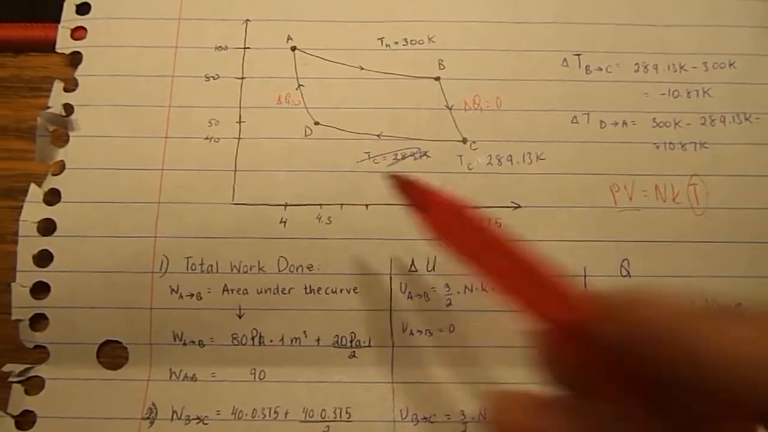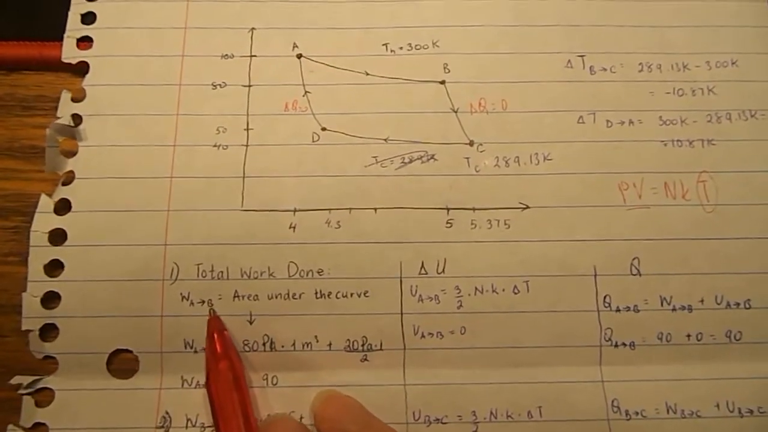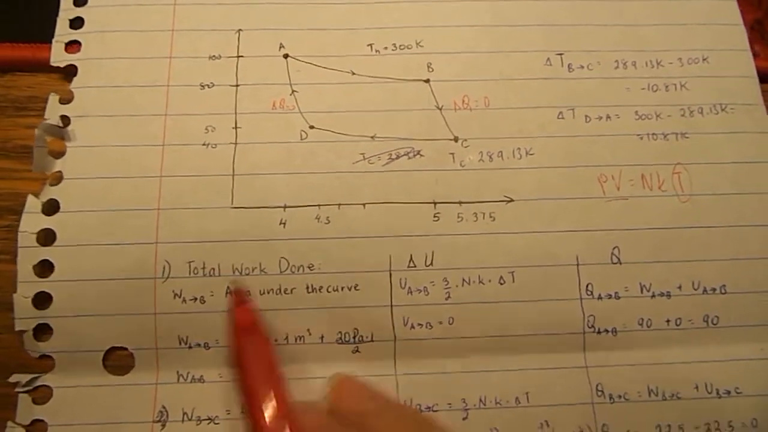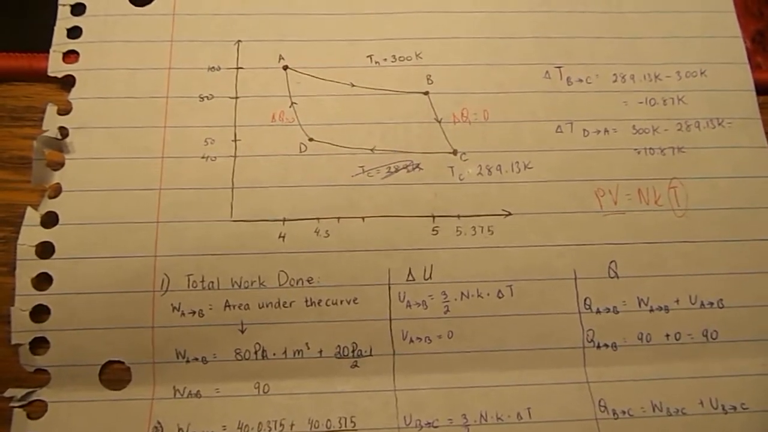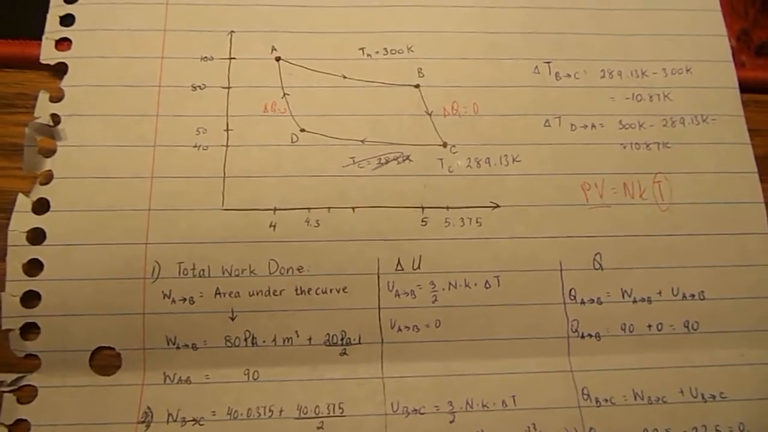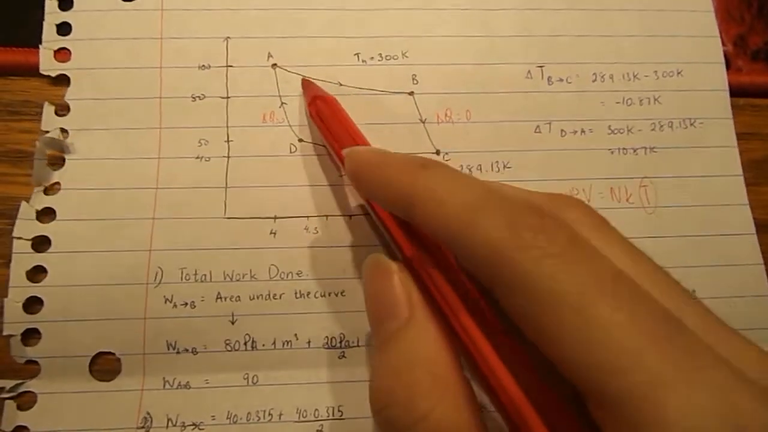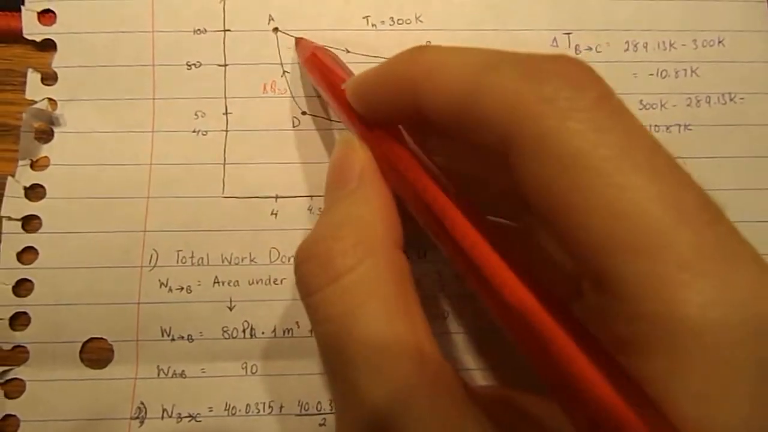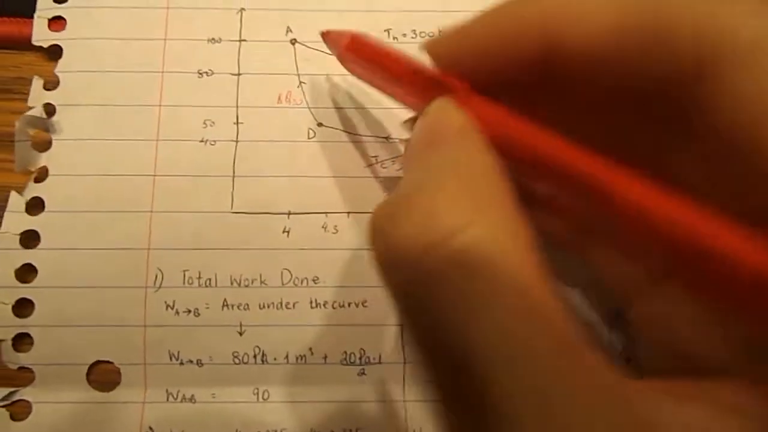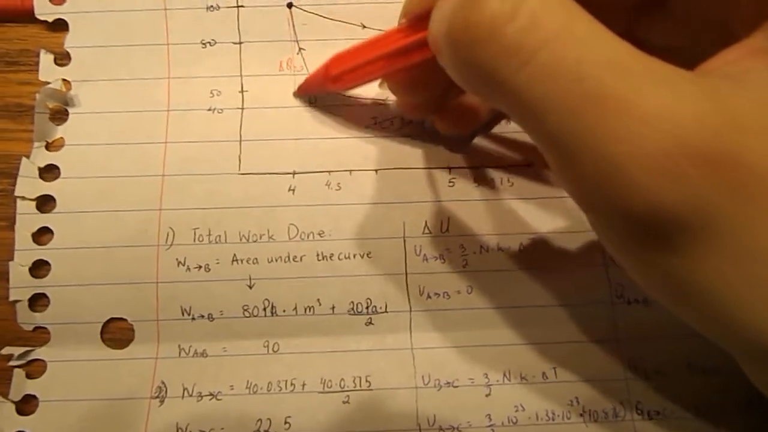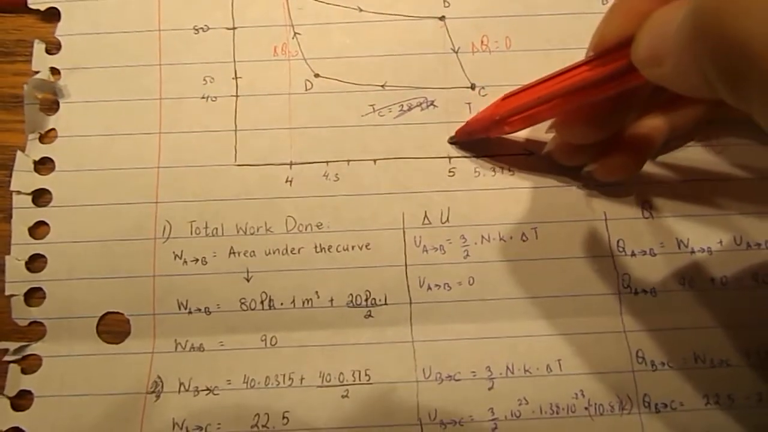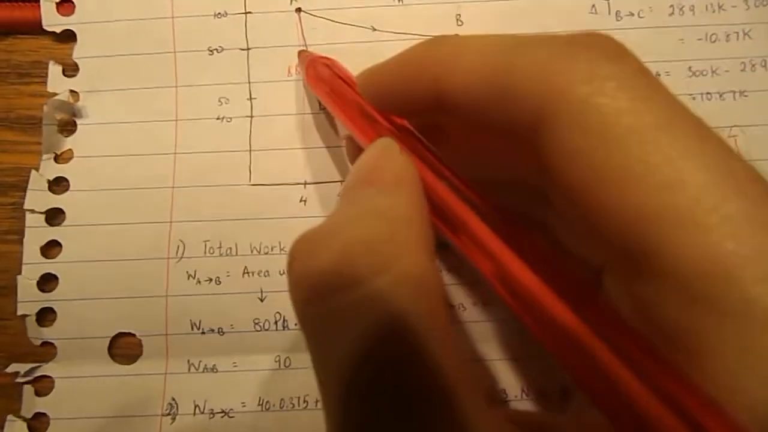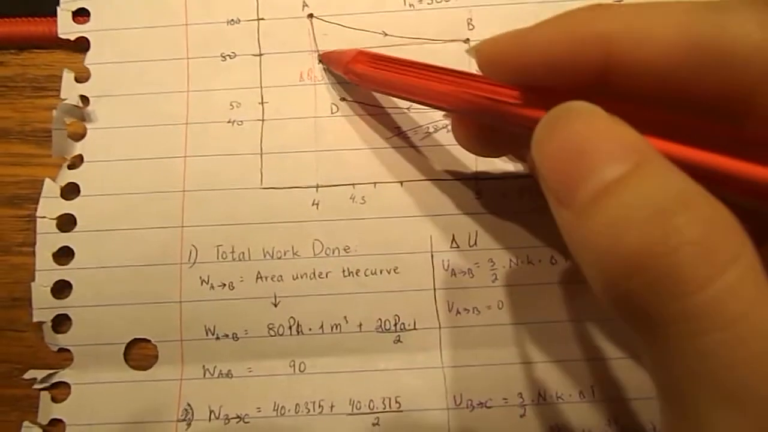So let's start finding the work done. So the work done from A to B, to find the work done, you don't need any calculations. You just need to be able to find the area under the curve. So what is the area under this curve from A to B? What you need to do is draw a rectangle. So if we draw a rectangle like this, we have this rectangle here, right?